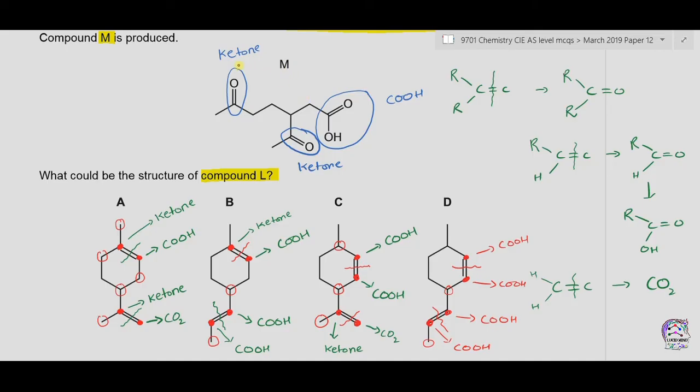In the structure of M, we can see we have 2 ketone functional groups and 1 carboxylic acid functional group. So in these 4 options, you can see that we have 2 ketones and 1 carboxylic acid functional group, which is just made by the structure A. So therefore A is the correct option.